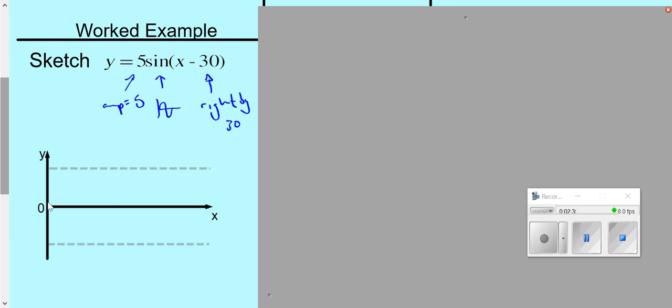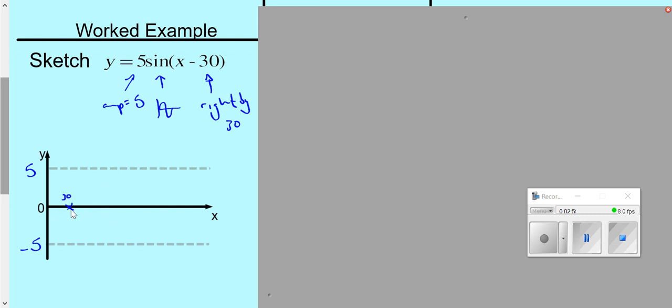Now, when you're drawing this, it becomes slightly trickier. You still want to draw it between 0 and 360. Put your amplitude in first, so 5 and minus 5, because it's not being shifted up or down, so I can put 5 and minus 5 in. Now, it's a sine graph, and I'm moving it to the right by 30. So instead of starting here at 0, I'm going to start here at 30.